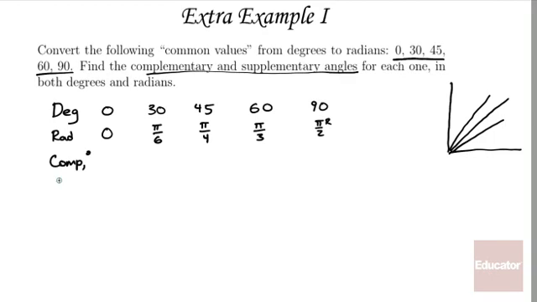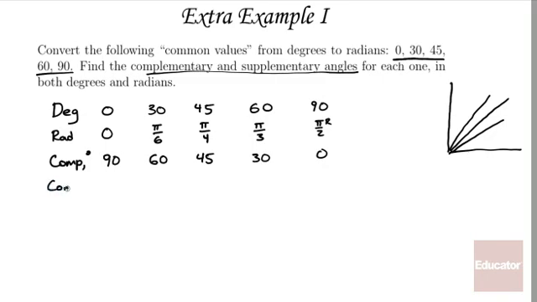Remember, complementary angles add up to 90 degrees. So if you know what the angle is, you do 90 minus that number to get the complementary angle. So if you start with a 0 degree angle, the complementary angle is 90, because 90 minus 0 is 90. 30 degree angle, the complementary angle is 60, because those add up to 90. 45 degree angle, that is its own complement, because 45 and 45 is 90. 60 degree angle, its complement is 30, and a 90 degree angle, its complement is 0.